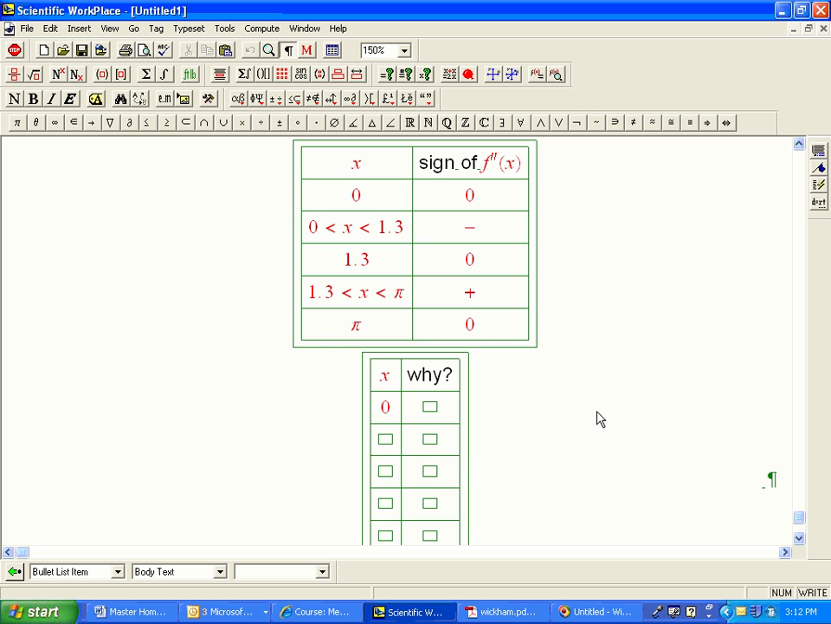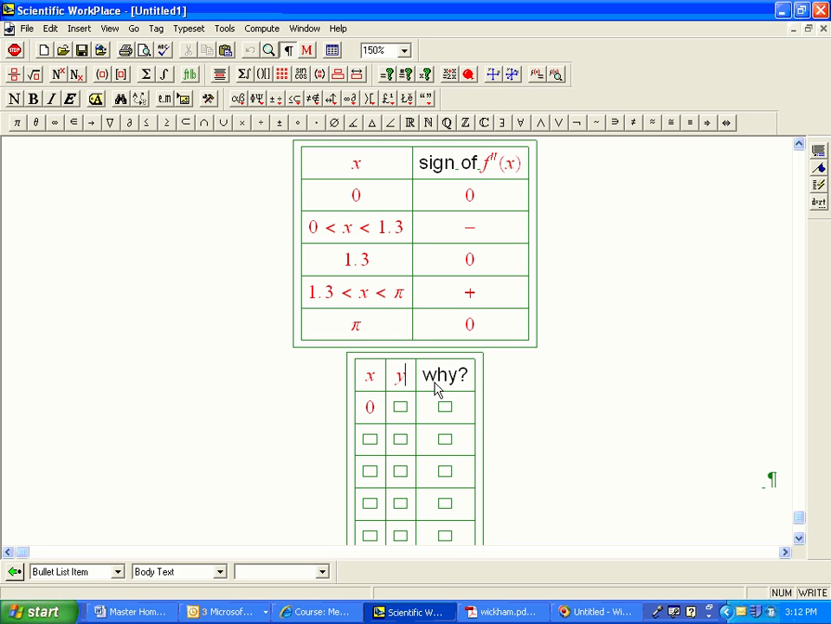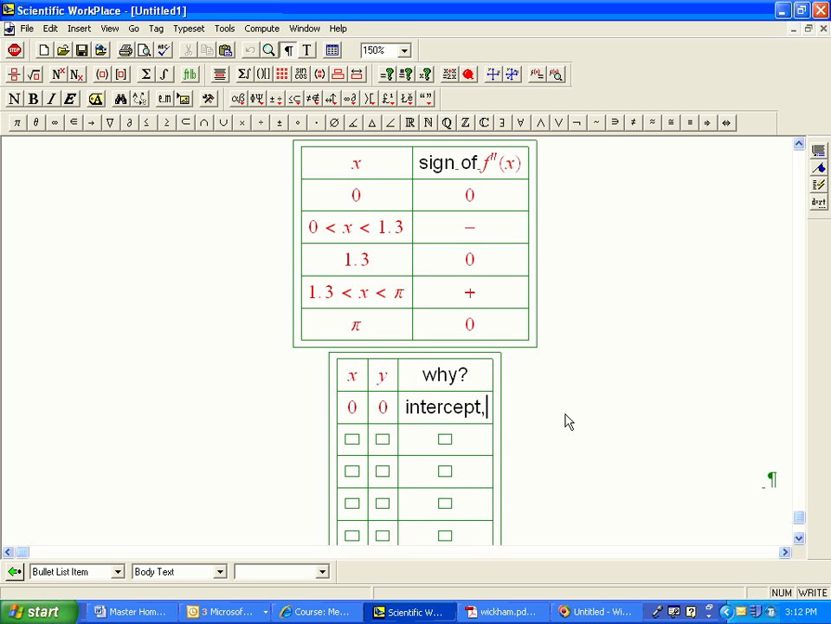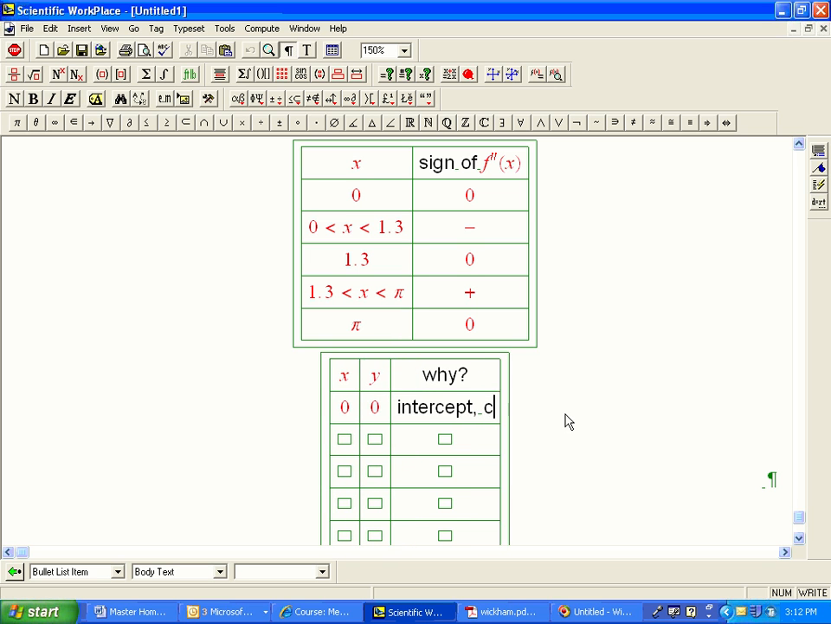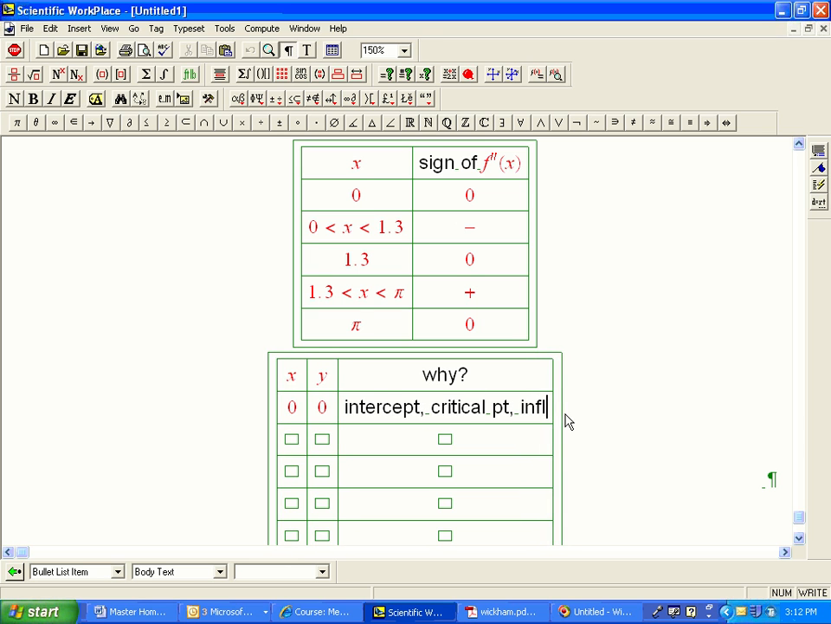When x is 0, y is 0. So there's the origin. Of course, we want to plot the origin if it's on the graph. It's an intercept, but it's also a critical point, and it's also an inflection point.